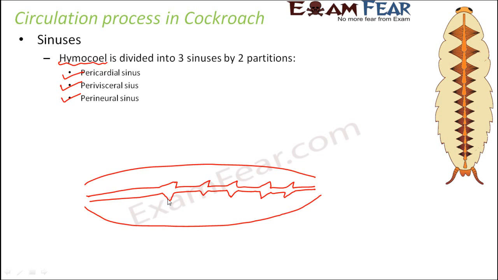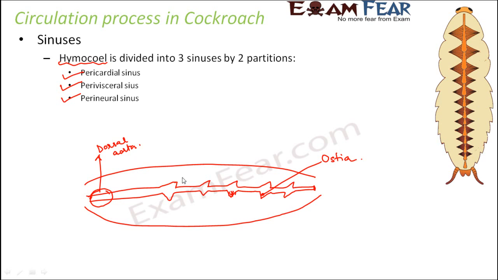Here you have these funnel-shaped chambers with holes. What are these holes? These holes are known as ostia. Correct. Now this is the posterior end. At the posterior end, the heart is closed. But at the anterior end, the aorta is present, which is also known as dorsal aorta or anterior aorta, whatever you call it. So this is how the cockroach circulatory system looks if you look at it sideways.